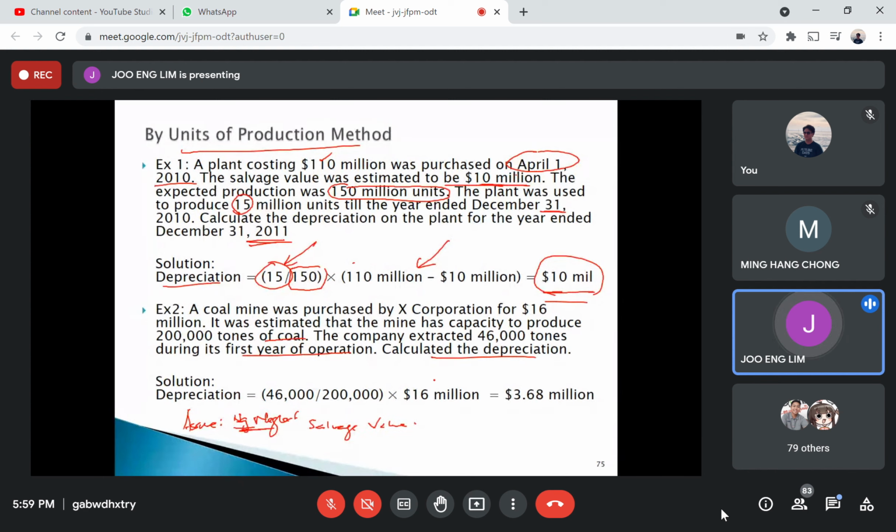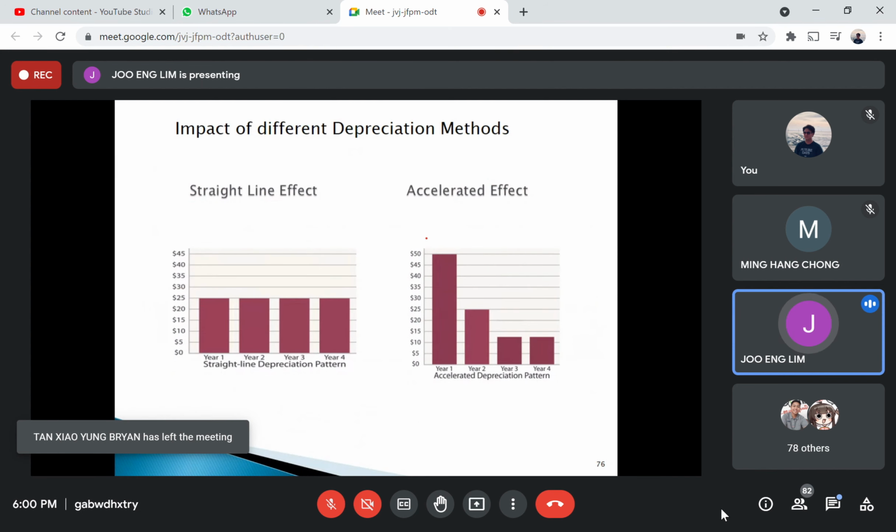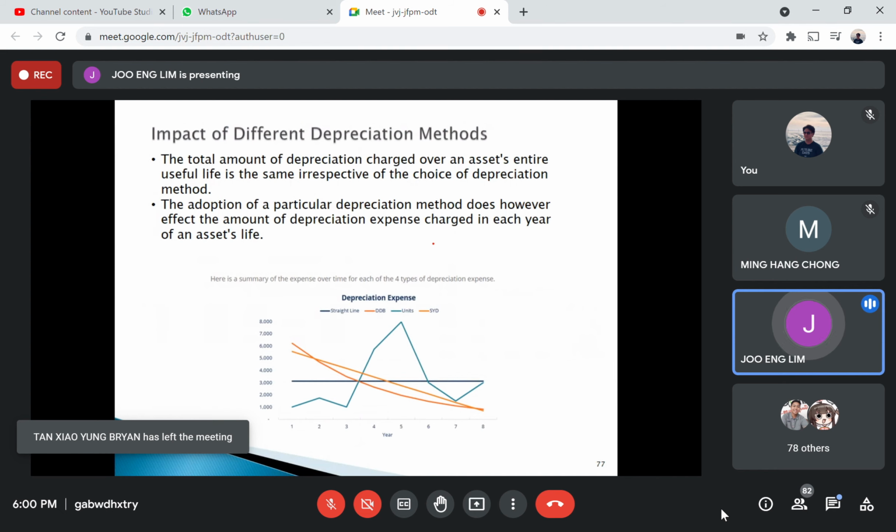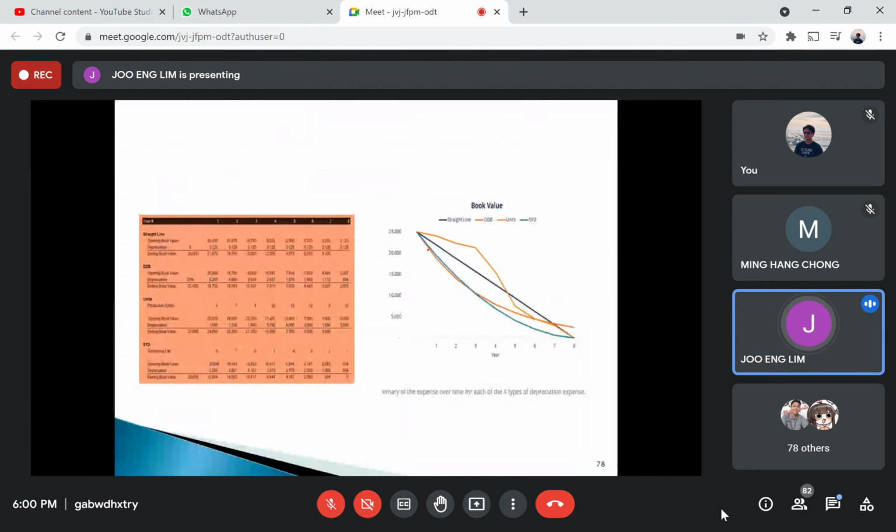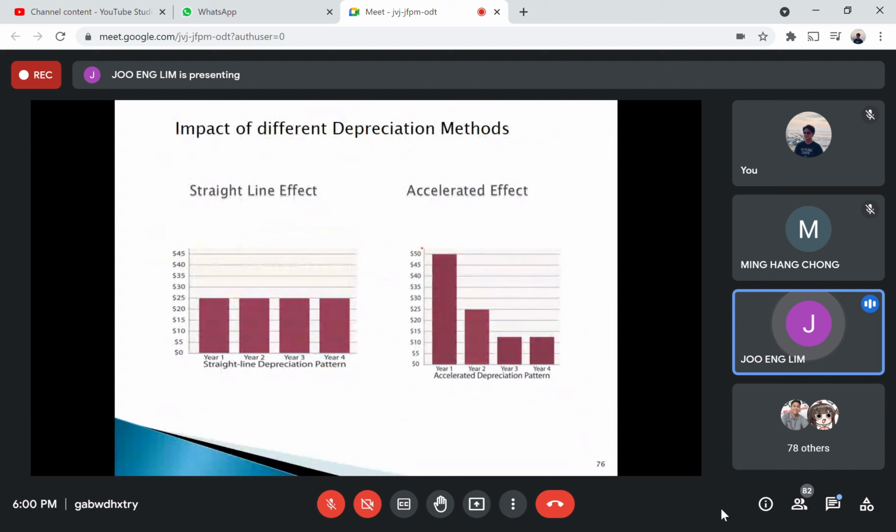Okay, so in that sense, this is your full cost. You don't have to minus the salvage value, over your capacity. This is your capacity, right? And then multiply by the usage in that year. Now I'm going to show the effect of it, very fast, so you all can see the effect.